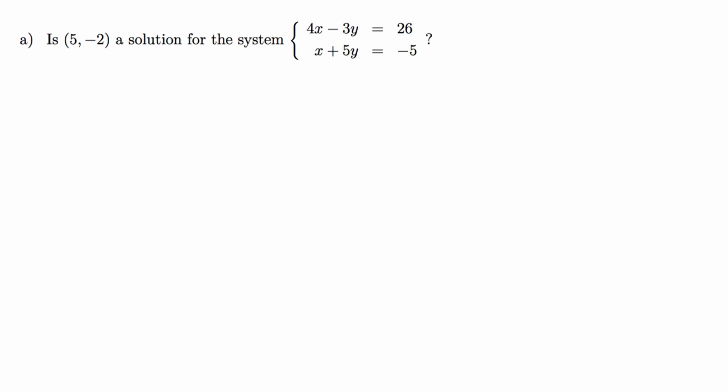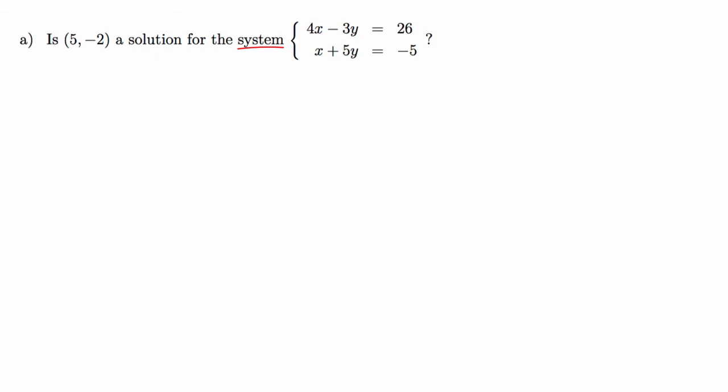Part A of this example asks, is (5, -2) a solution for the system 4x minus 3y equals 26 and x plus 5y equals negative 5? Before we can begin to answer this question, we need to understand first what a system is. A system of equations is two or more equations that are somehow interconnected, so that a solution for the system will in turn be a solution for every equation in the system.